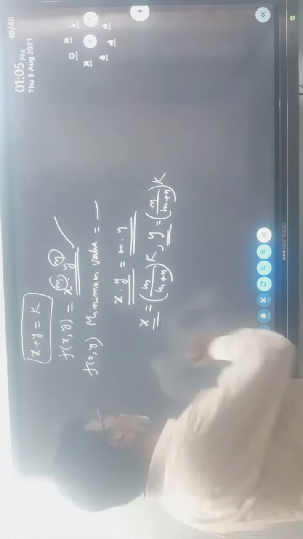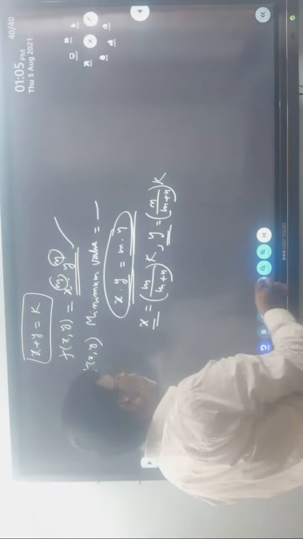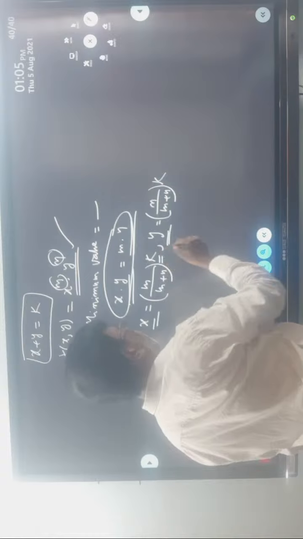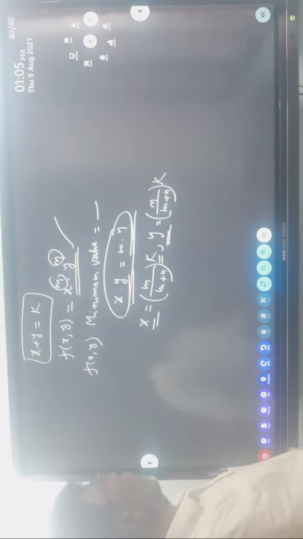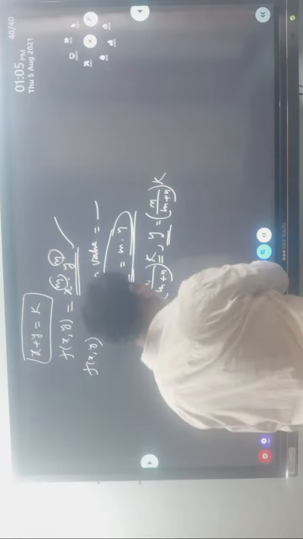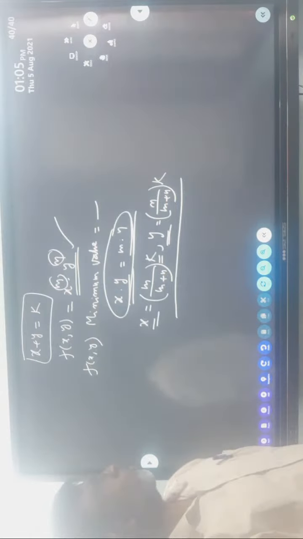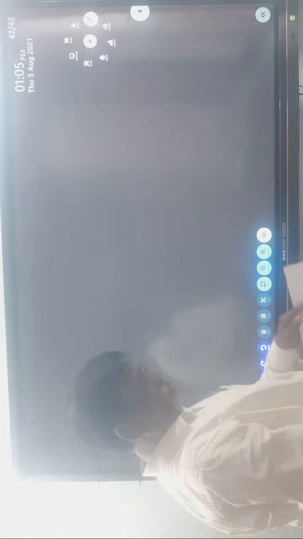So for the minimum value of f of x, x is to y is nothing but m is to n. Substitute there: x equals m by m plus n into k, so y equals n by m plus n into k. So x plus y gives k. Remember, this is a very important shortcut for getting the problems easily. Right? Now let me explain one more shortcut formula.